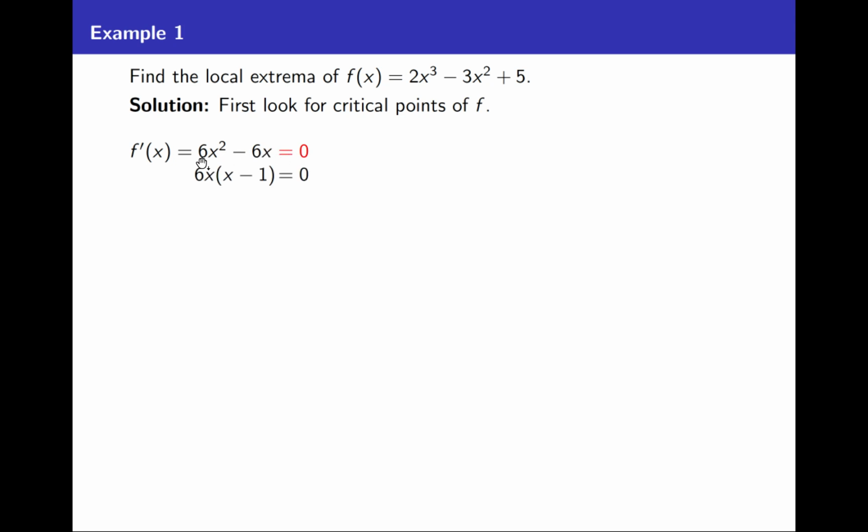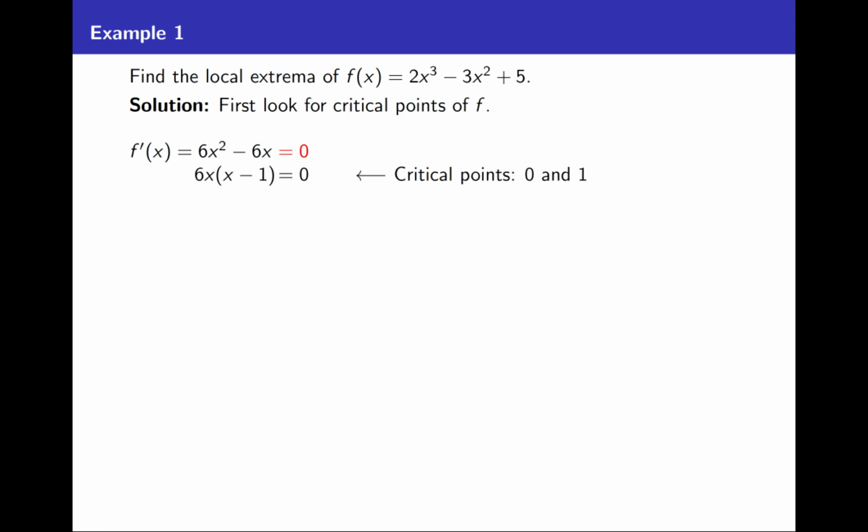Let's see. This factors. You get 6x times x minus 1 equals 0, and right there you see the solutions. X equals 0 would make this product 0, and also x equals 1 would make this factor 0, so the whole product equals 0. So we've picked up two critical points, 0 and 1. So that's the first step. We've found our critical points. Now remember, these are the candidates for the local extrema of this function.